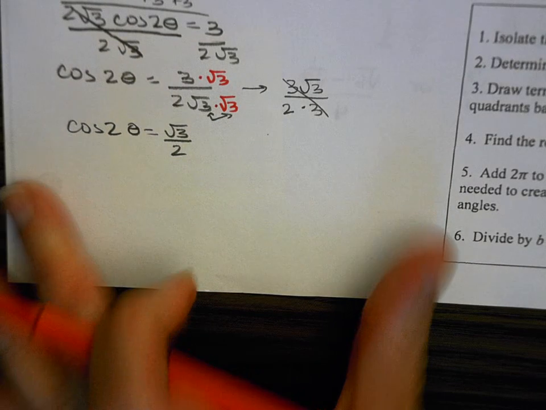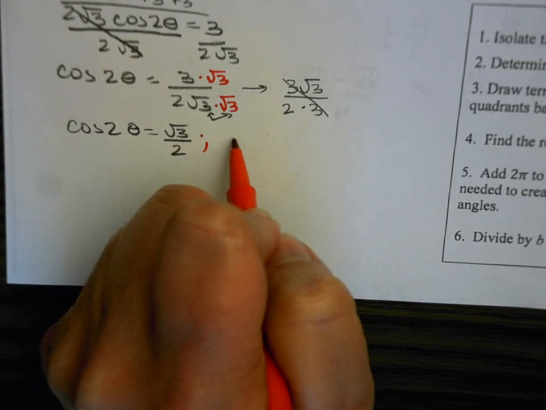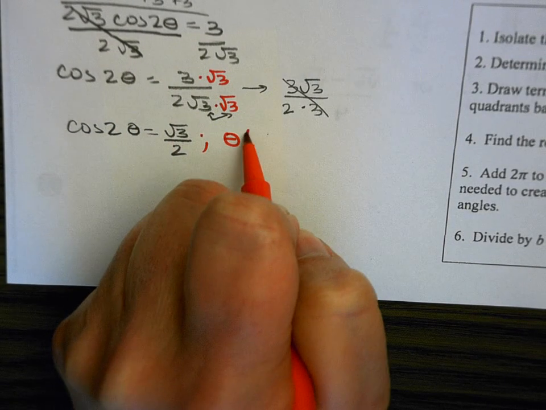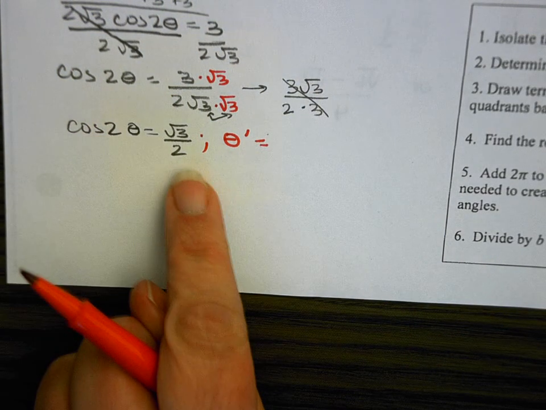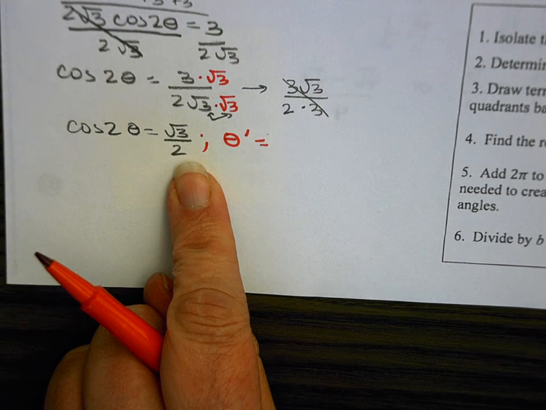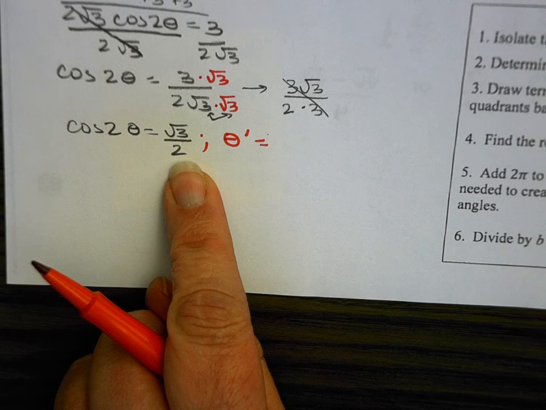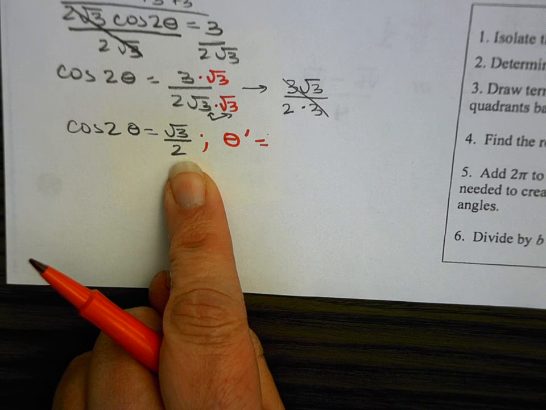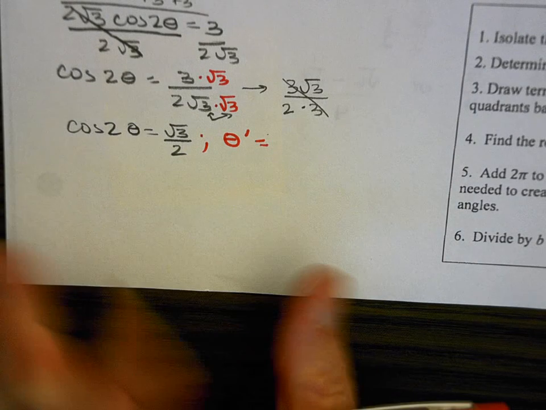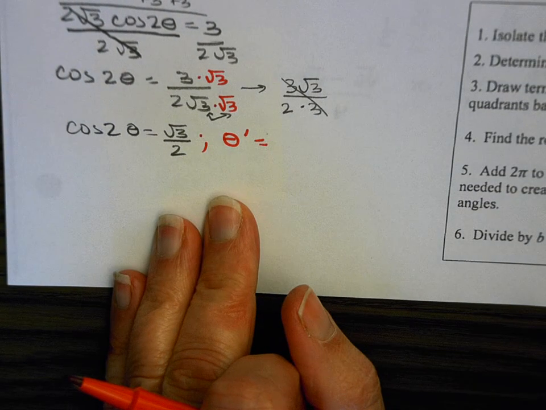So when I look at this right here, I know that theta prime, which is not my final answer, is what I'm looking for: where does cosine equal the square root of 3 over 2? So we either have that memorized or we have the hand trick or however we need to, but we need to know that particular value.